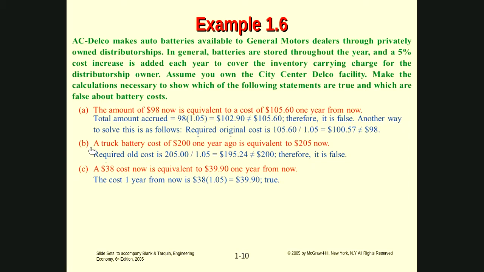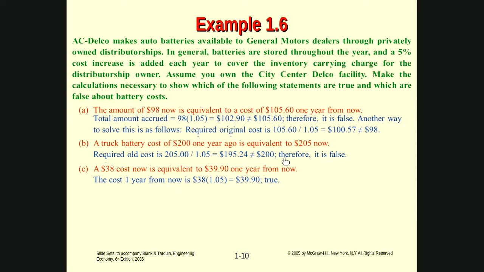For example, in statement B, the 200 is one year ago and the 205 is now. So the 205 is considered to be a future value of the 200. So we have to apply the 5% on the 200 and see whether it's going to be 205 or not. If we apply the 5% on the 200, we will get 195, not 205, which means that the statement also is wrong.